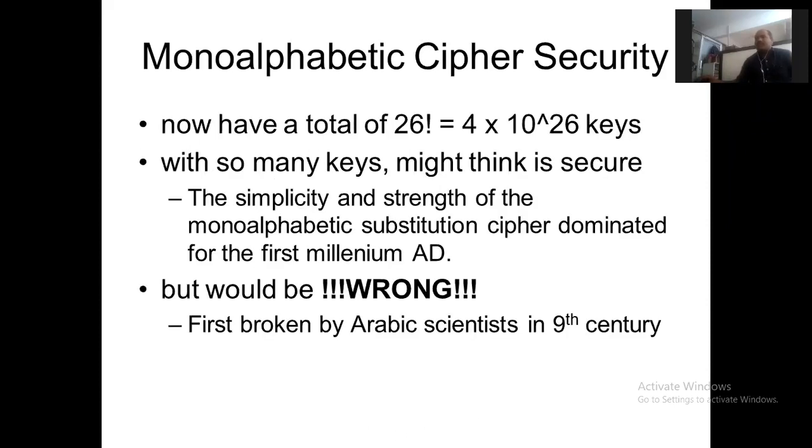Now we have a total of 26 factorial, that is 4 into 10 to the 26 keys. With so many keys, you might think it is secure, and the simplicity and strength of the monoalphabetic substitution cipher dominated for the first millennium AD, but that would be wrong. It was first broken by Arabic scientists in the 9th century.